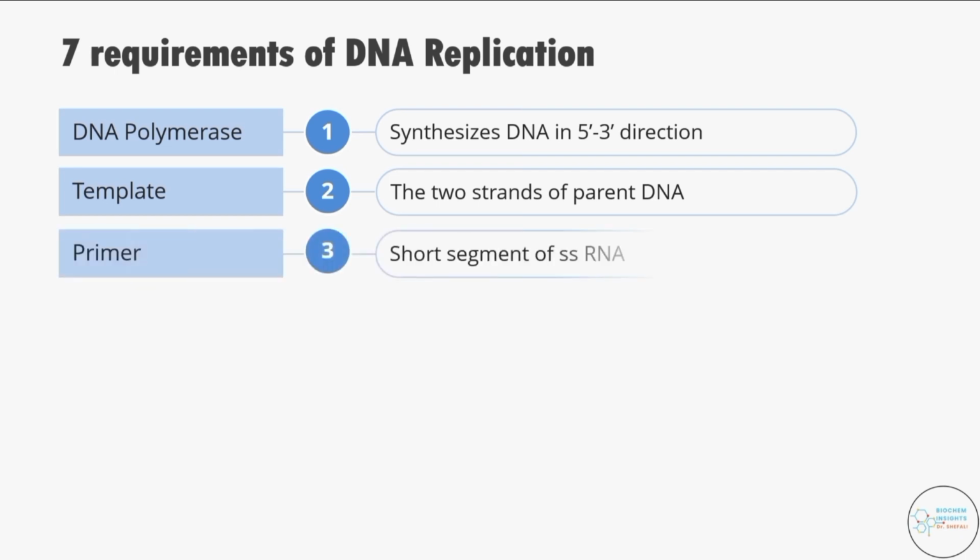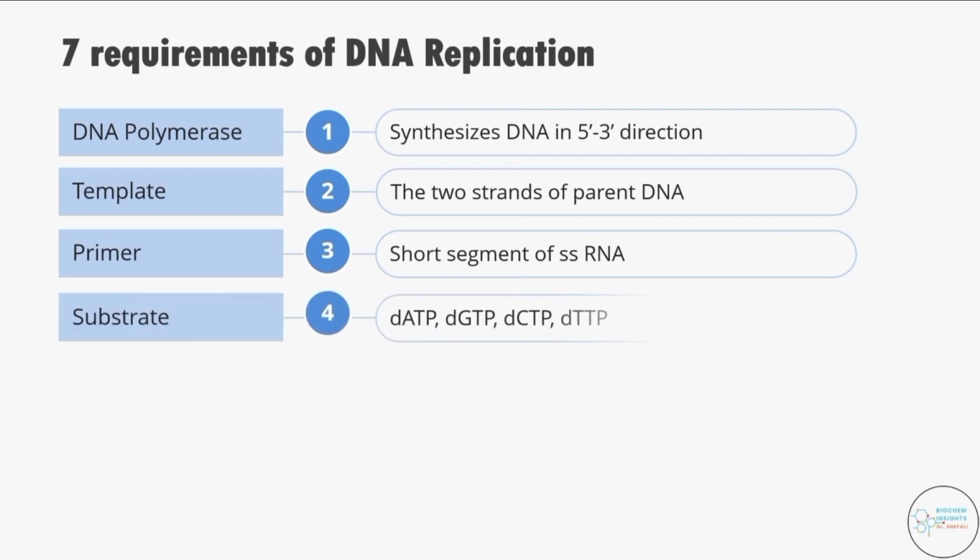Next is primer. It is important to know that no known DNA polymerase is able to initiate polynucleotide synthesis on its own. It is only capable of adding nucleotides to the growing chain, and therefore it needs a primer to start the process. And primer is nothing but a short stretch of RNA nucleotides.